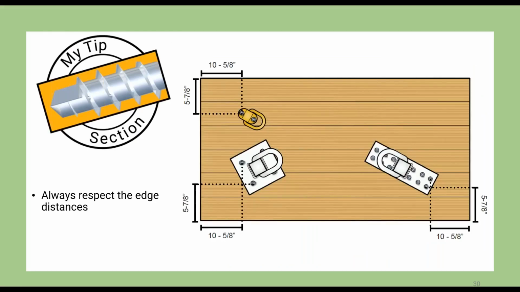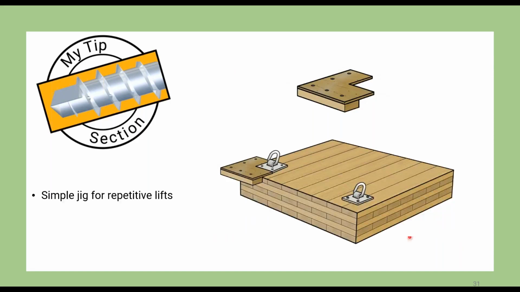My tip, and pun here is definitely intended: for all the yoke anchors, the minimum edge distances should always be respected. The edge distances for a floor or roof panel are shown in this image here. And we just mentioned before we can make a jig. This is a rendering of a simple jig made out of plywood. You can use it to mark the edge distances when you're doing repetitive lifts, and it can help make the installation faster.